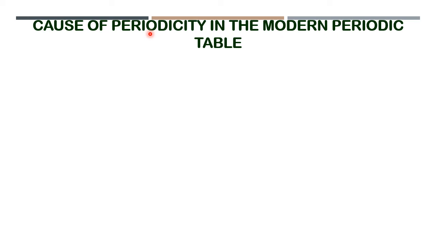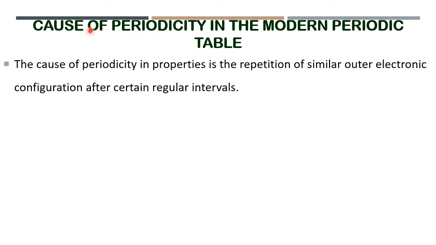The cause of periodicity in properties is the repetition of similar outer electronic configuration after certain regular intervals. What is the reason? The reason is that they have a similar outer electronic configuration after regular intervals, that the similar electronic configuration repeats. That's why the property repeats, because property depends upon the electronic configuration. So due to the repetition of the electronic configuration, the property also repeats, and this is known as periodicity.